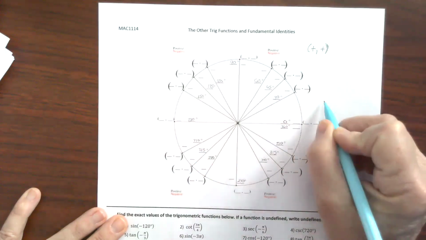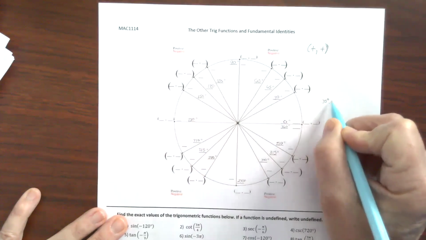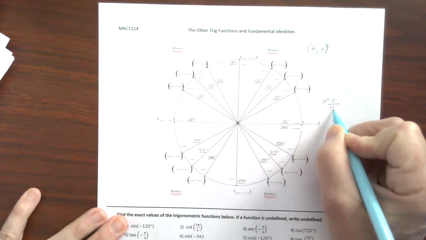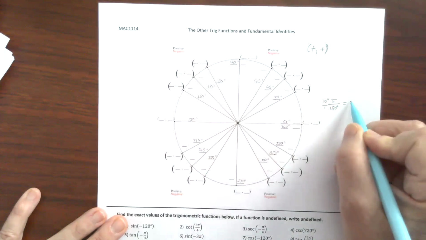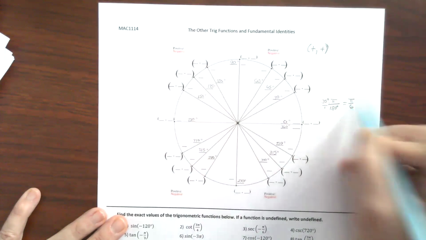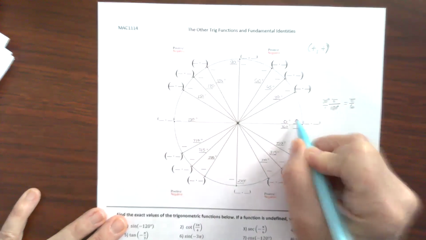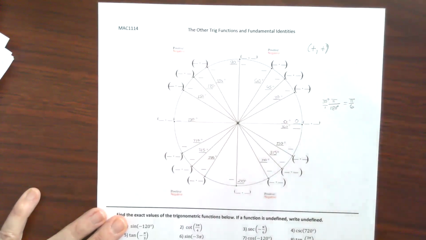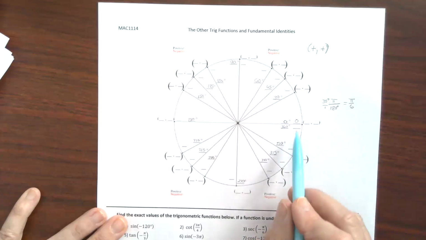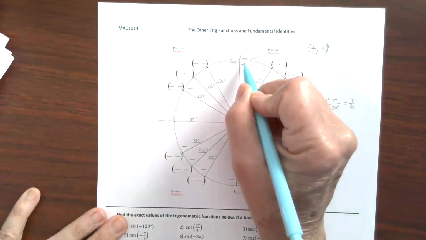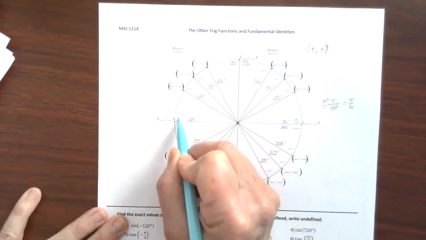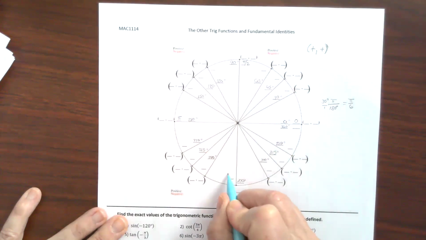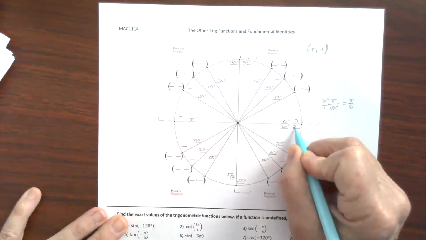So 30 degrees in radians, you can convert by multiplying by pi over 180, and you'll simplify and find that this is pi over 6. So this is 0 radians. Before I do the pi over 6, let's go 90 degrees. You can convert, but this is going to be pi over 2, plus another pi over 2 is pi, plus another pi over 2 is 3 pi over 2, plus another pi over 2 is 2 pi.